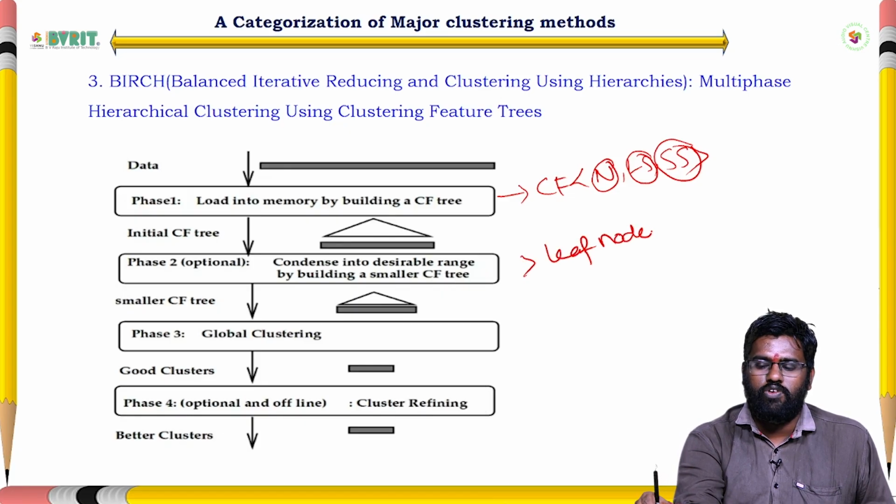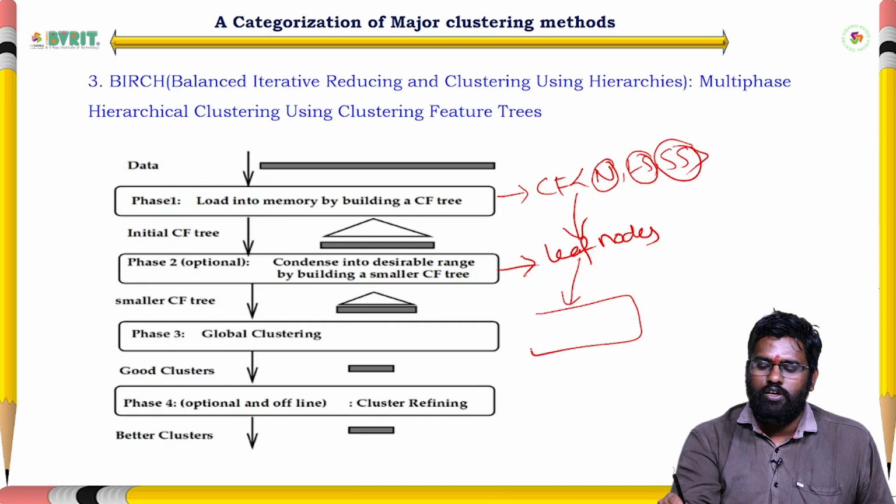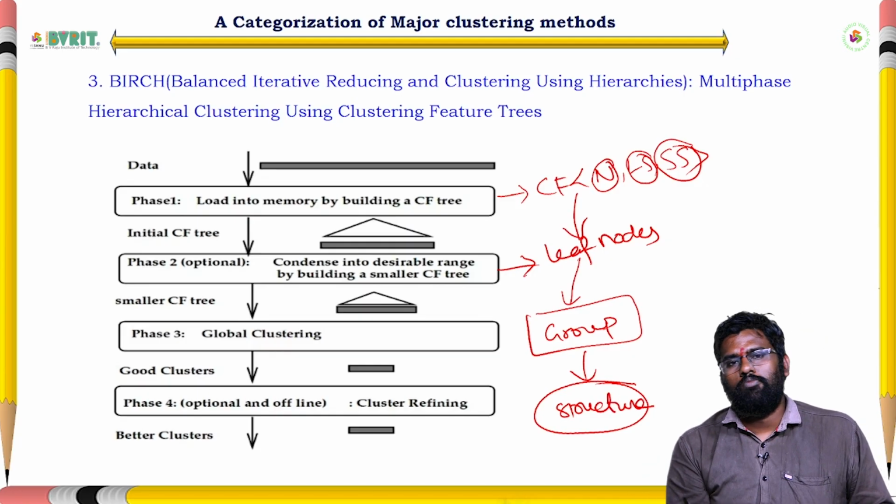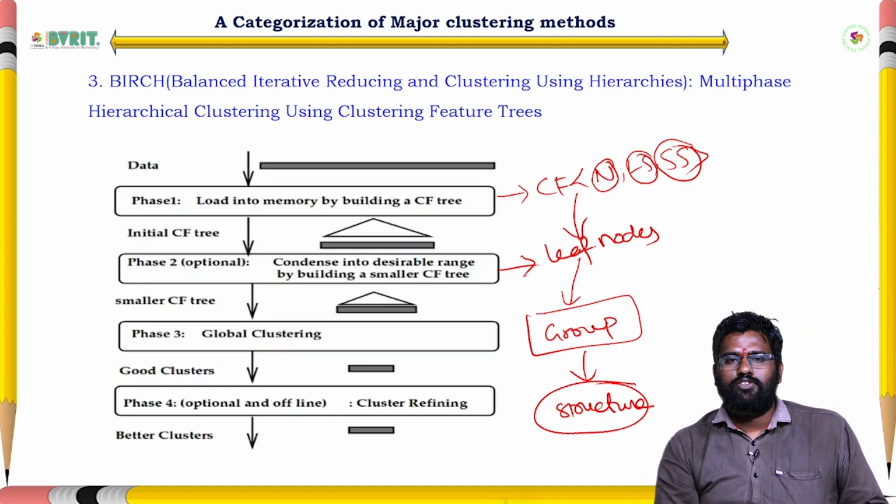We consider which leaf nodes will be moved into the CF, and finally we need to frame the clustering groups and the final structure for this. I will show you one by one with an example, and you will understand what is happening in this.